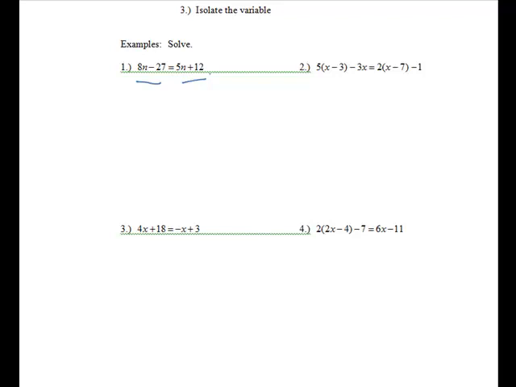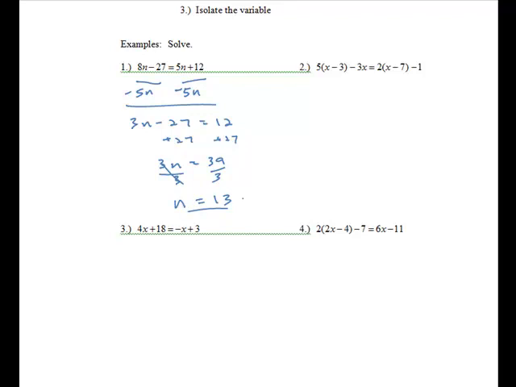So step number 2, get all the variables on one side, the left-hand side. So I'm going to move that positive 5n over to the left-hand side by subtracting 5n from both sides, leaving me 3n minus 27 is equal to 12. And now solve for n. Get it by itself there on the left-hand side. Begin by getting rid of any addition or subtraction first. So the opposite of subtracting 27, add 27 to both sides. 3n is equal to 39. And finally, the opposite of multiplying by 3 is to divide by 3. n is now isolated. n is equal to 13.